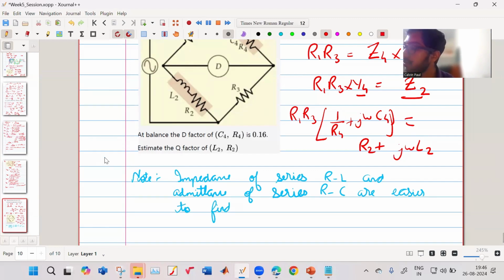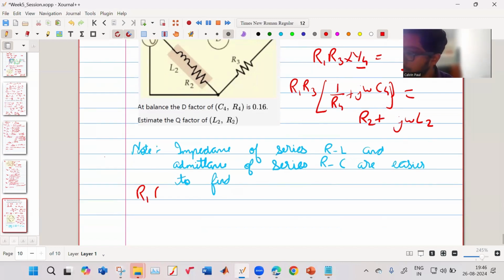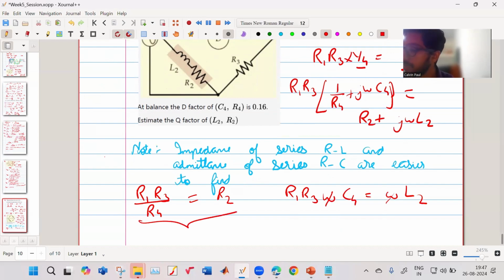Okay, so now what do I get? R1 into R3 upon R4 is equal to R2, and R1 into R3 into omega C4 is equal to omega L2. Omega gets cancelled, and this is for the resistors. My main concern is the capacitances, right? So what I get is R1 into R3 into C4 is equal to L2. Till here, any doubts?